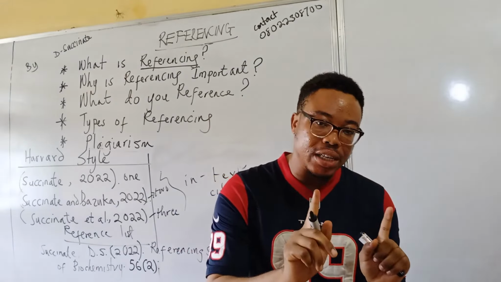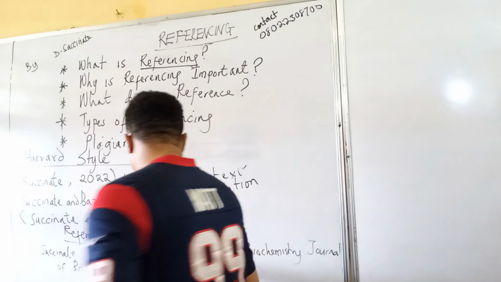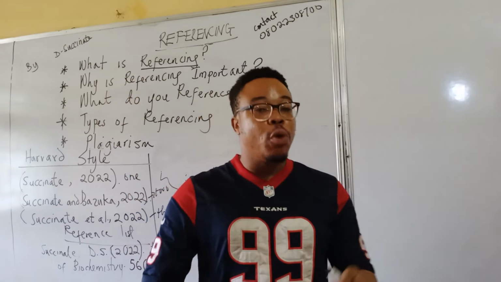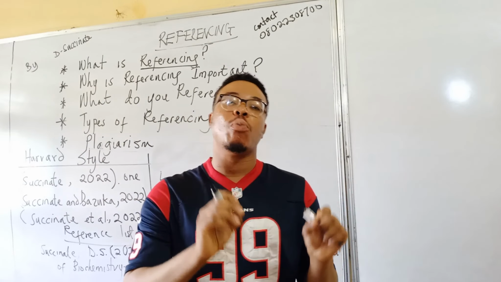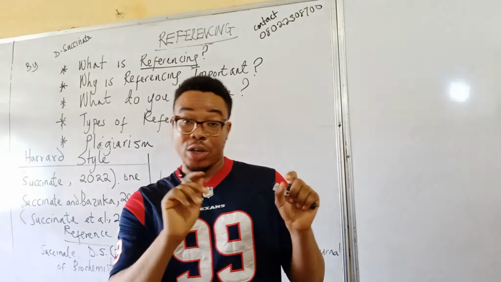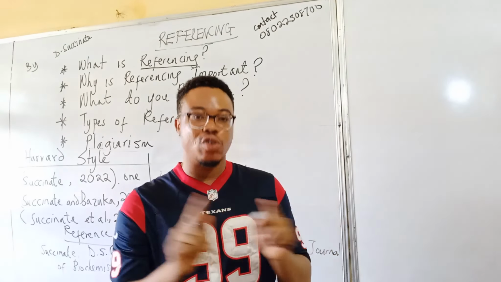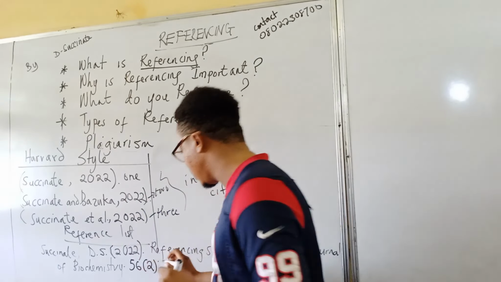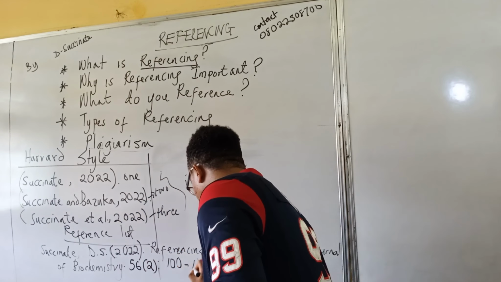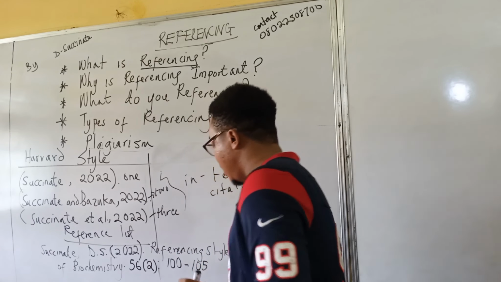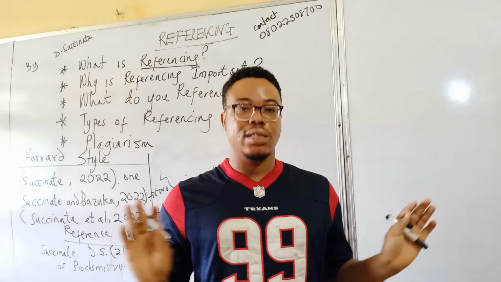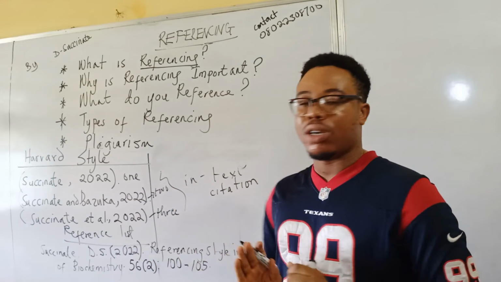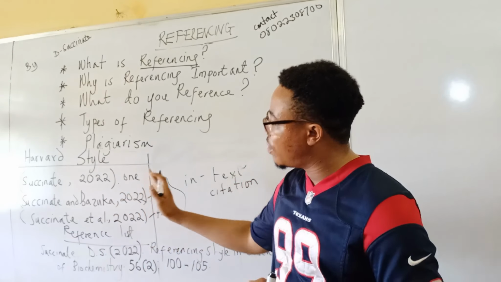If it's just one page that you are referencing, you put, let's say, page 100. But if your information is coming from more than just one page, you put the list of pages that you are getting your information from. You put it like this, 100 to 105. You put a full stop. That's it. You are good to go. This is the way to reference a journal using the Harvard style.